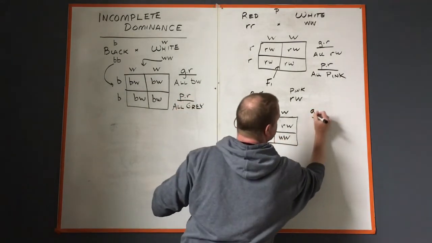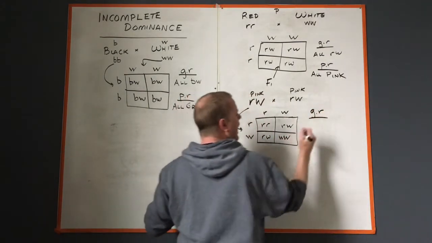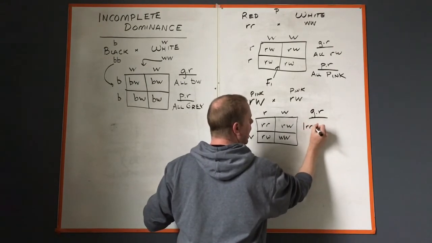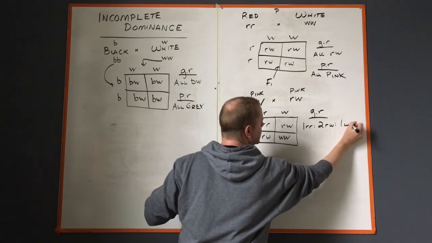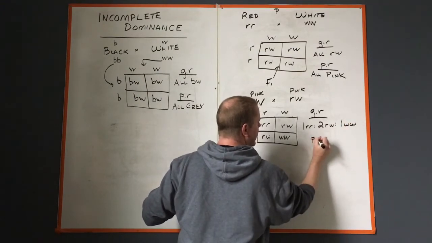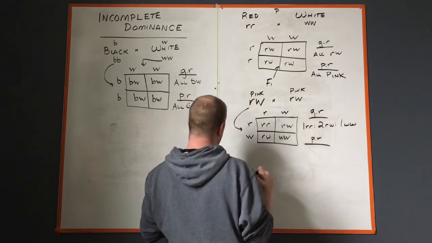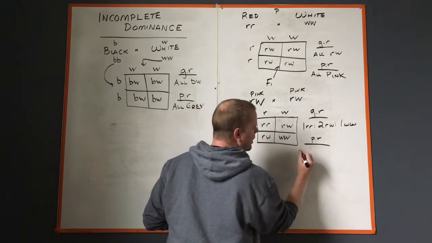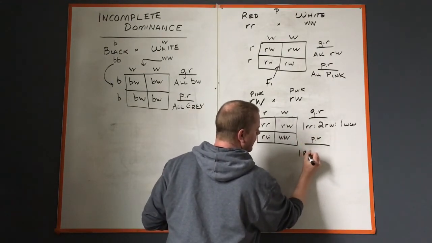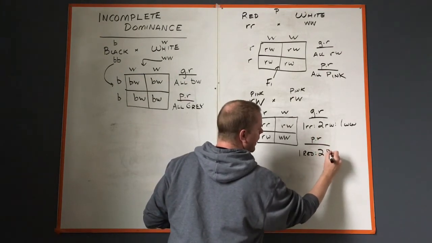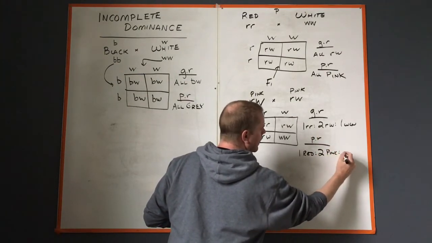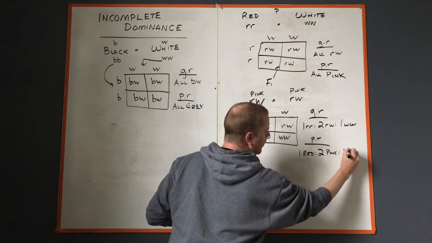So the genotypic ratio in this case ends up being 1 RR to 2 RW to 1 WW. Now, what does that actually mean phenotypically? Meaning, what do they look like? Well, this 1 RR would be red. These 2 RWs, they would be pink. And this one would be white.